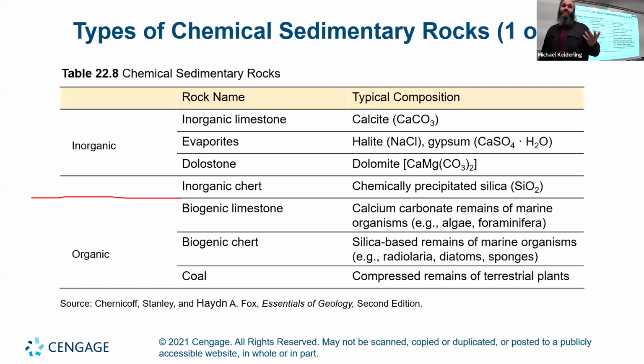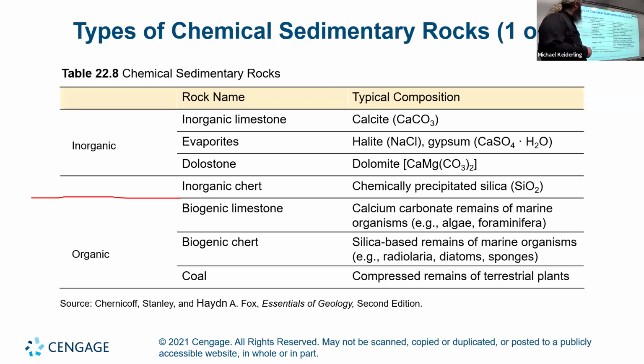Inorganic ones, they didn't. So inorganic sediments, you get things like inorganic limestone that's made of calcite, evaporites like halite and gypsum, dolostone, which is made of dolomite, inorganic chert, which is chemically precipitated silica. This is like flint. Chert is the more general term. Flint is a little more specific.